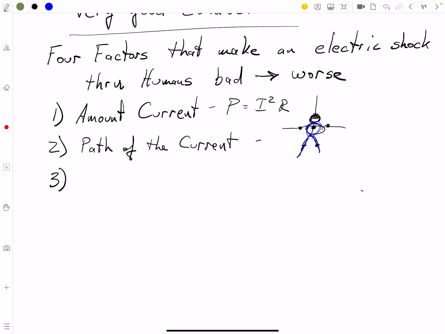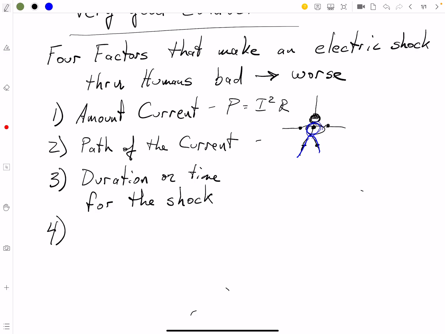So 3, I kind of mentioned this, the duration or time of the shock. So if you can minimize the amount of time, of course, do that, right? You want it to last as short as possible.